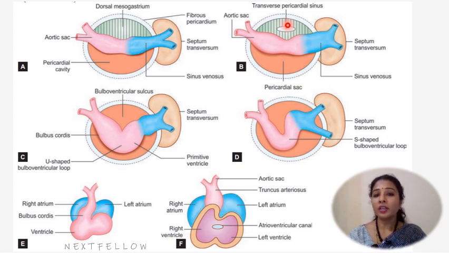Superior vena cava and inferior vena cava develop from cardinal veins and open into the right atrium. Pulmonary veins develop in the dorsal mesocardium and open into the posterior wall of the left atrium. And coronary arteries and associated veins are considered to be the vasa vasorum of the heart. So this is a basic idea on the whole about the development of the heart.